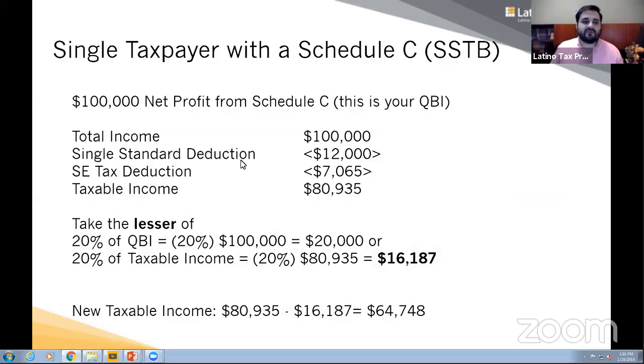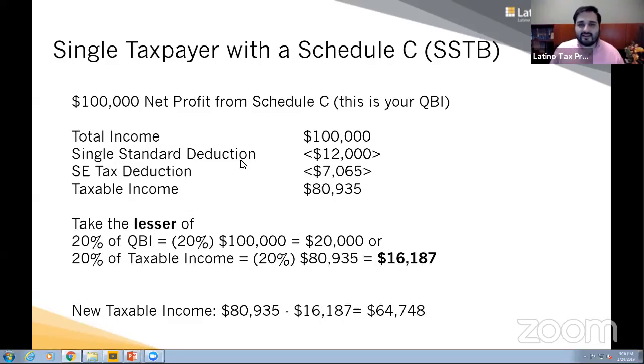So let's do some math. He makes $100,000 minus standard deduction, minus self-employment tax deduction. His taxable income for this year is $80,935. The first test, is he below the threshold? Yes. The threshold for somebody who's single is $157,500. He is below the threshold. Great. It doesn't matter if he's a specified service trade or business or not. He's below the threshold. So let's apply some more math.